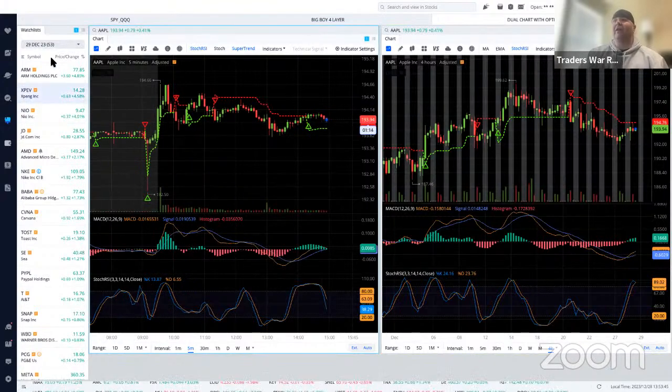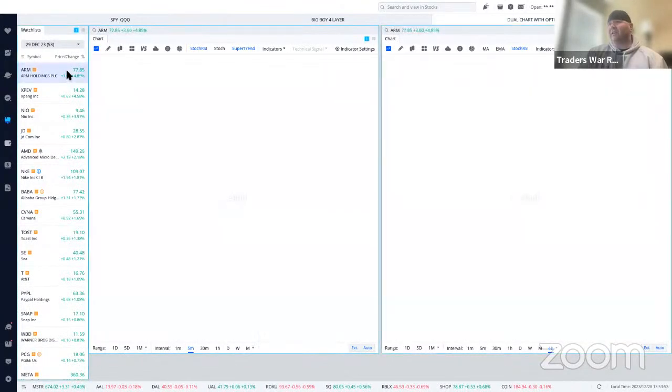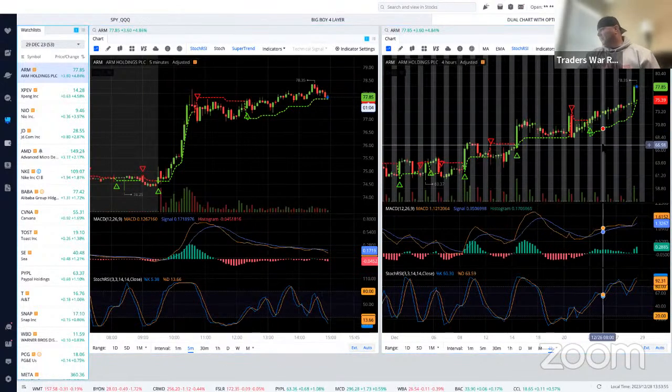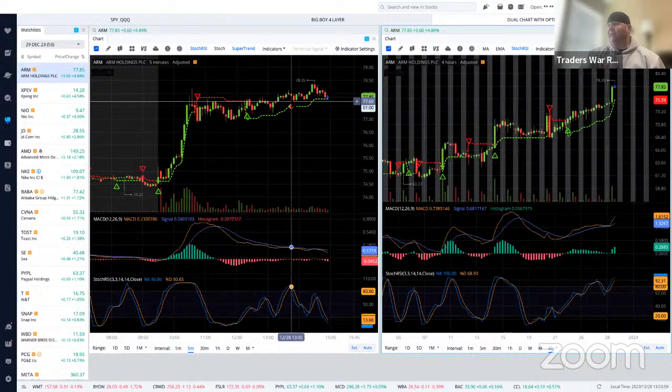But we're going to go here, and basically I got this over here on the side. I have this sorted from price change high to low, and as you can see, we got some different things. We're going to go ahead and look at ARM, and you can look at ARM right here on the 5-minute chart. We're flagging pretty good, okay?